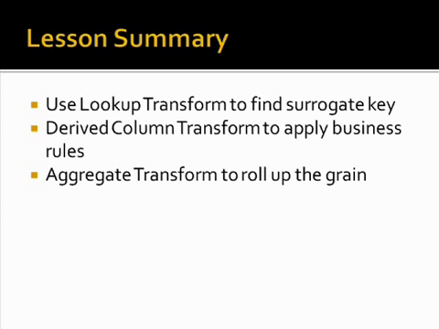In this lesson, I showed you how to use a lookup transform to find the surrogate keys for a fact table load. You may also have to use the derived column transform to apply additional business rules, like a profit calculation, or any of the business rules like that around the math, or date diffs, or those kind of things. Additionally, aggregate transforms may be required to roll up the grain. Now that we've completed all the lessons in this book, let's try to bring it all together with one final lesson.